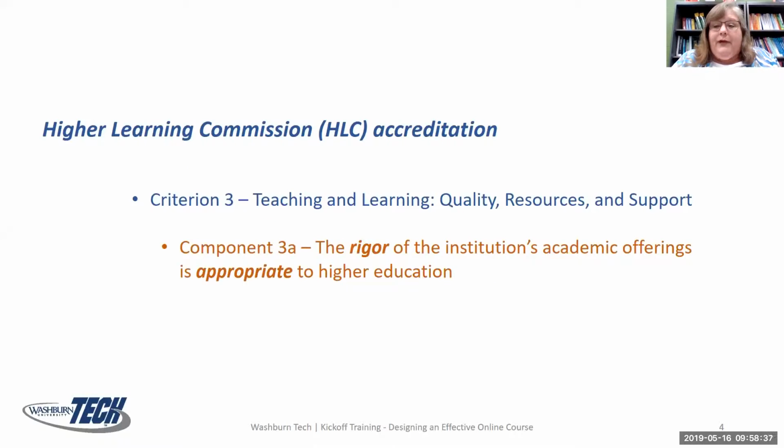The one thing I want to point out from the HLC is component 3A. The rigor of the institution's academic offerings is appropriate to higher education. So that brings up two questions. What is rigor and what is appropriate?